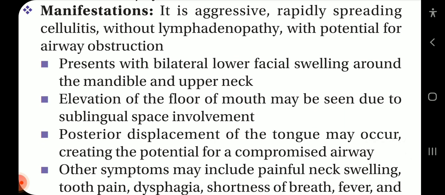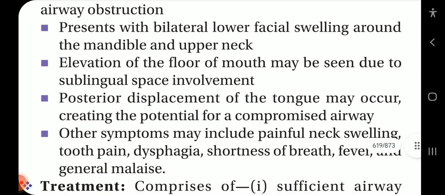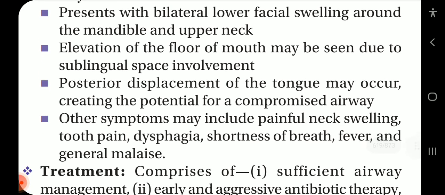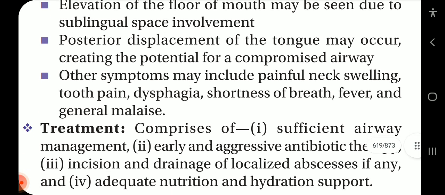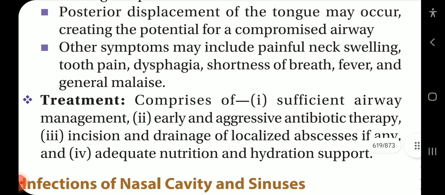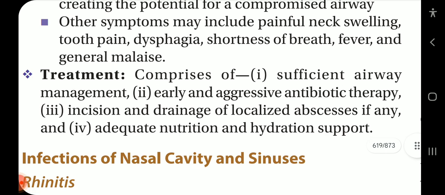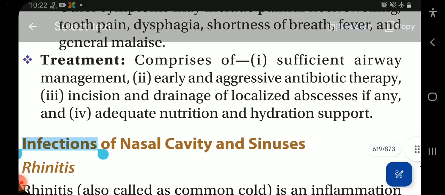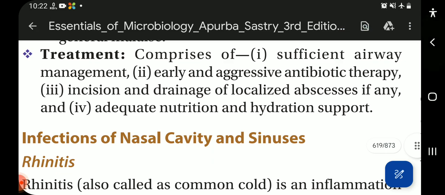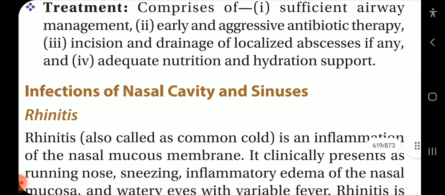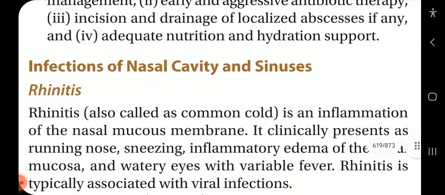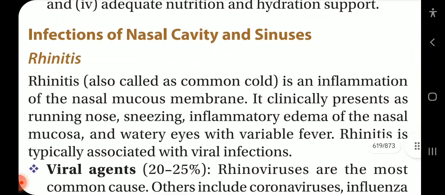Manifestation. It is aggressive, rapidly spreading cellulitis without lymphadenopathy with potential for airway obstruction. Present with bilateral lower facial swelling around the mandible and upper neck. Elevation on the floor of the mouth may be seen due to sublingual space involvement. Posterior displacement of the tongue may occur, creating the potential for a compromised airway. Other symptoms may include painful neck swelling, tooth pain, dysphagia, shortness of breath, fever, and general malaise. Treatment comprises sufficient airway management, early and aggressive antibiotic therapy, incision and drainage of the localized abscess if any, and adequate nutrition and hydration support.